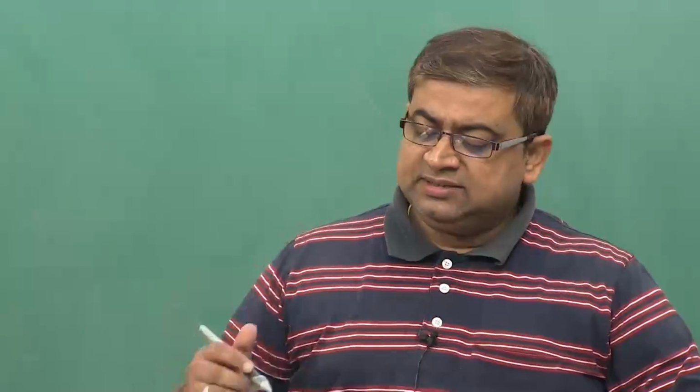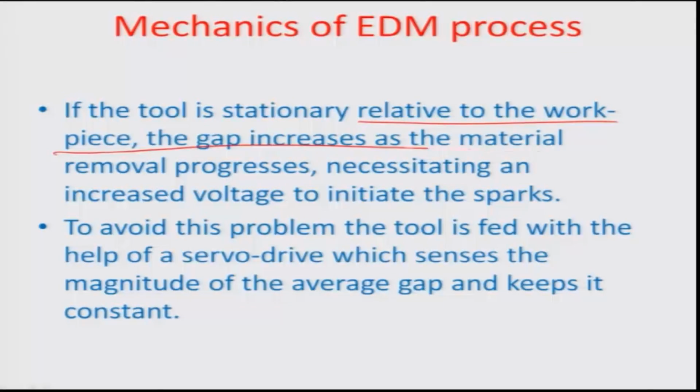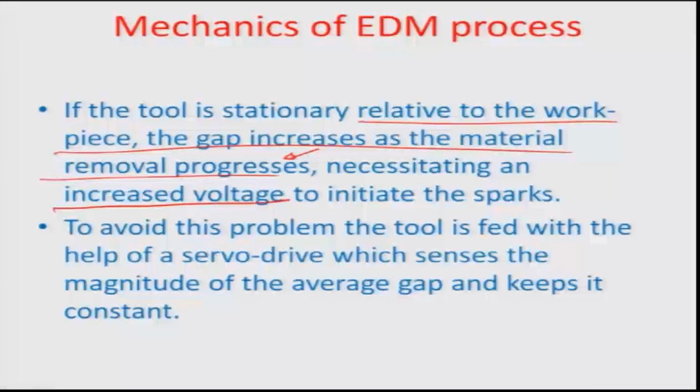Also, if the tool is stationary relative to the workpiece, the gap increases as the material removal progresses, and if you do not close the gap through servo control or some other mechanism, obviously there will not be any sparking action anymore. So, either you need to increase the voltage in case the gap increases, or you need to change the gap in order to have a sustained initiation of sparks across the medium between the two electrodes.